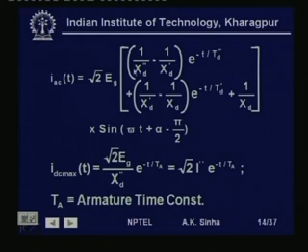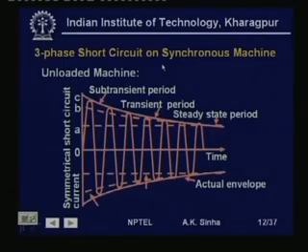divided by x_d double dash, the direct axis subtransient reactance, minus 1 by x_d dash, the direct axis transient reactance, into e to the power minus t by tau_d double dash, that is the direct axis subtransient time constant, plus 1 by x_d dash minus 1 by x_d into e to the power minus t by tau_d dash, where tau_d dash is the direct axis transient time constant, plus 1 by x_d. So, this is the current into sin omega t plus alpha minus pi by 2. So, this is what is showing us this current.